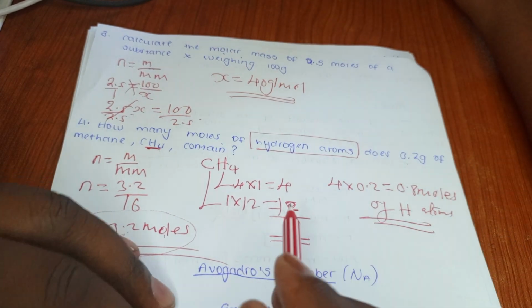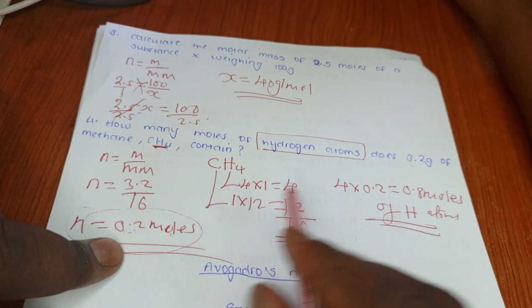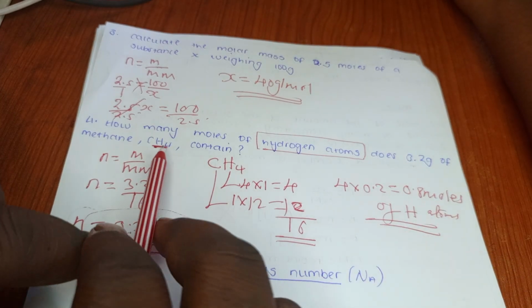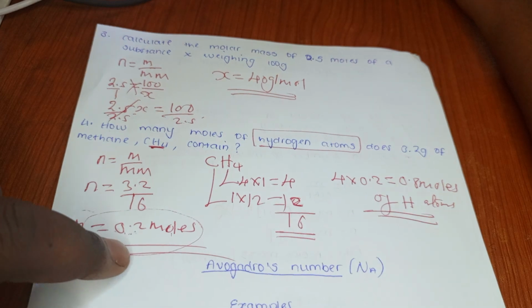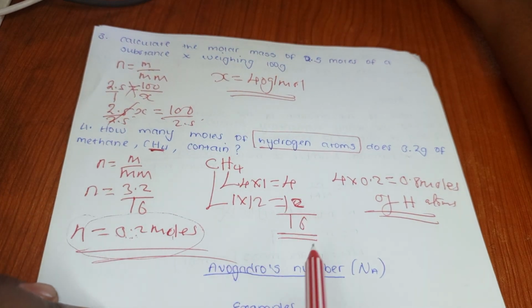So the final answer here, instead of 0.2 moles, is 0.8 moles, because we have 4 hydrogen atoms. So please take note of this part.